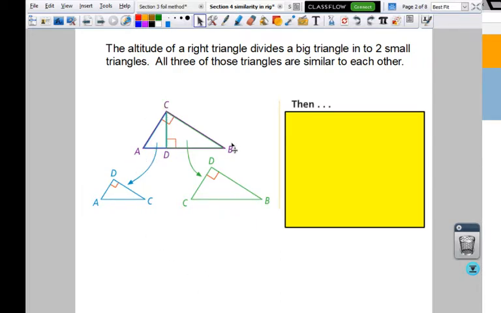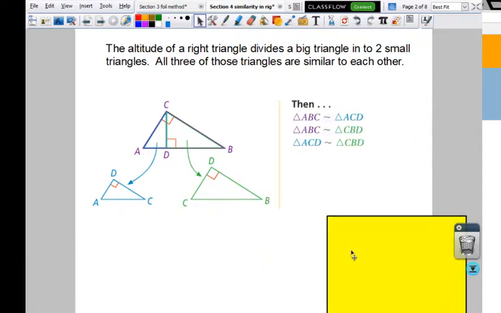I got the big one, I got this little one here on the left, and I got the middle one here on the right. All three of those triangles are similar to each other. So ABC is similar to ACD. The big one is similar to the little one. The big one is similar to the middle one. ABC is similar to CBD, the middle one right here. And the little one is similar to the middle. I'm going to refer to these as big, little, and middle for a lot of this today, just because it's easier for me to visualize how big something is than it is to say the points.